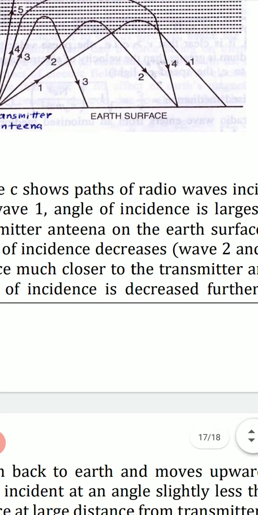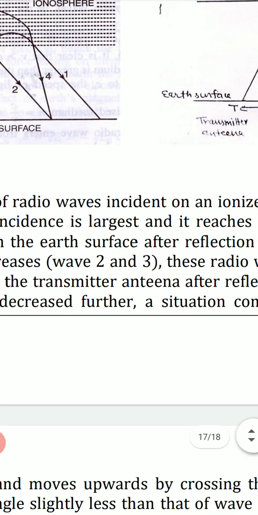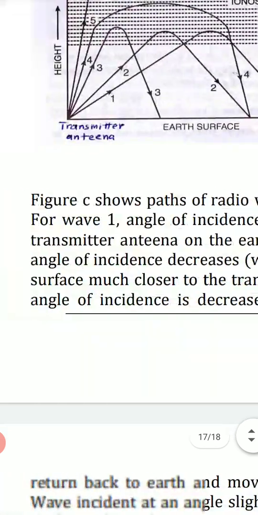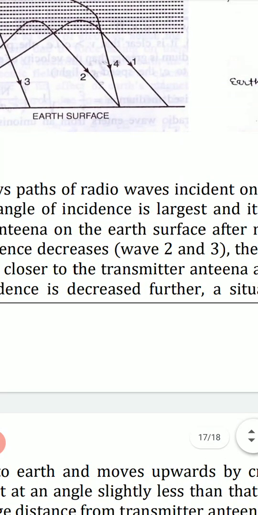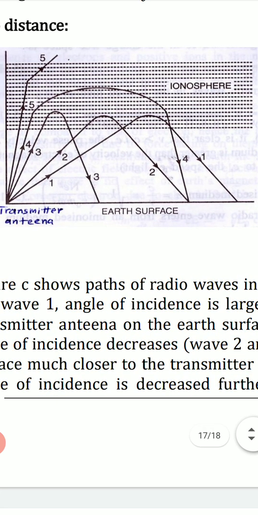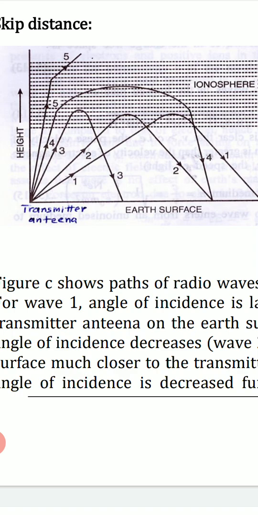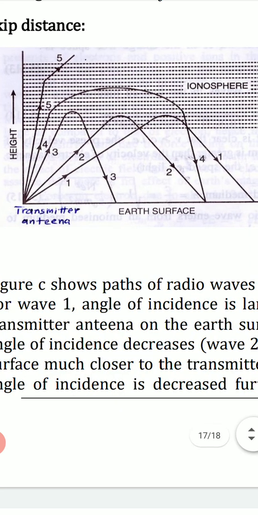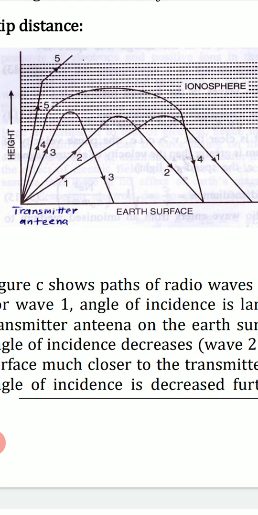But when the angle of incidence decreases, wave 2 and wave 3, these radio waves reach the Earth's surface much closer to the transmitter antenna. Wave 2 and wave 3 reach much closer to the transmitter antenna. So we see for wave 1, 2 and 3, as the angle of incidence I decreases, the distance from the transmitter antenna on Earth's surface where they reach decreases.